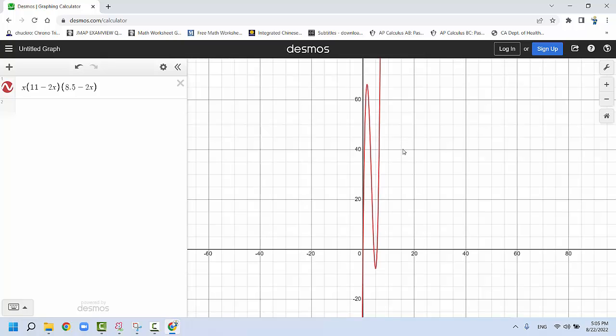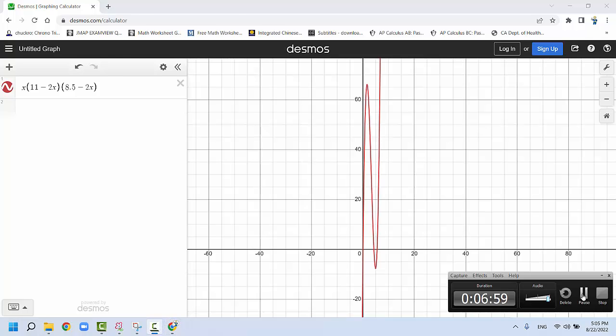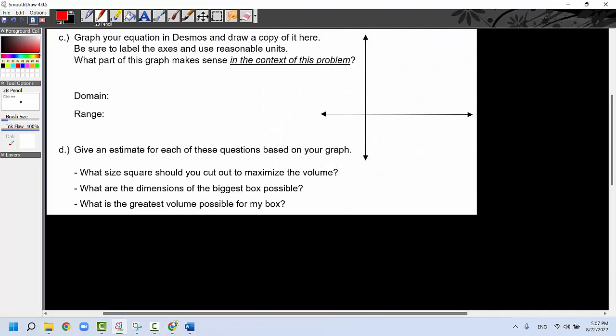So what I'm going to do next is try to figure out a proper domain and range for this particular function. So I'm going to put that prompt into the screen real quick. I'll be right back. Okay, now that we're back, I'm going to draw a quick little sketch of this thing. Pardon my drawing capacity, but it kind of looked like that, right? And so from here, it says, what part of the graph makes sense in the context of this problem?